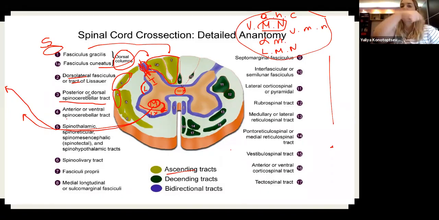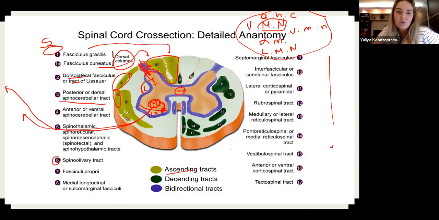Balance is in the proprioception. We'll talk about it later, but it's in it. Proprioception is your position in space. Like how are you in space? That's it. So we need to know sensory information about space. So that's why posterior and anterior spinocerebellar are going to do that.